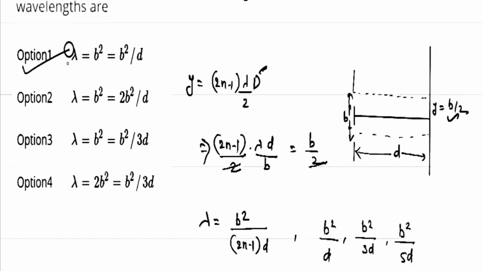So option 1 is the right answer, and the second, that is b square by d, will not match here, so this is wrong. Now option C, that is b square by 3d, is the right answer, and for the fourth option, that is b square by 3d, but here it is 2b square, so this is wrong. So the correct options are the first and third. I hope you understood. Thank you.